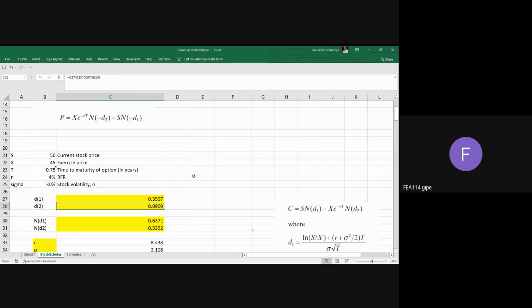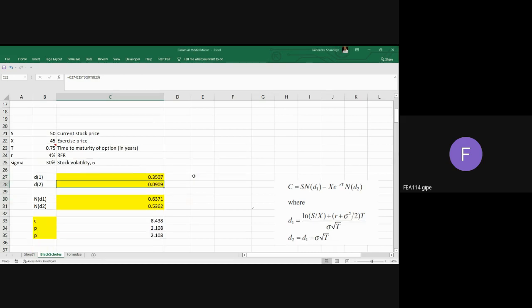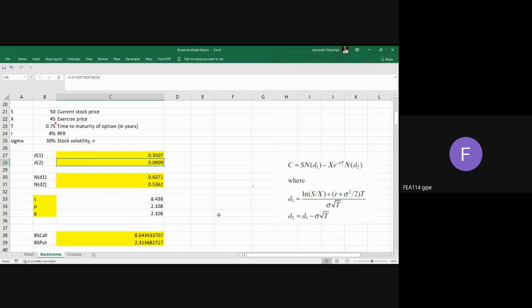So this is how we calculate D1. If I calculate D1, similar with D2. As you can see, D2 is D1 minus sigma root under T. So once you calculate D1, then nothing much you have to do. You have to just subtract D1 minus sigma root under T, and you are fine with that.